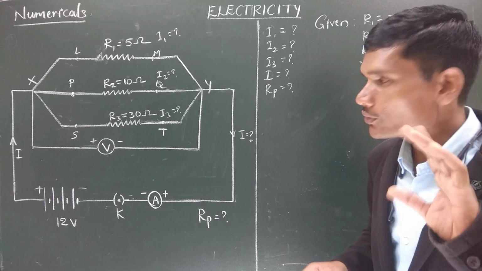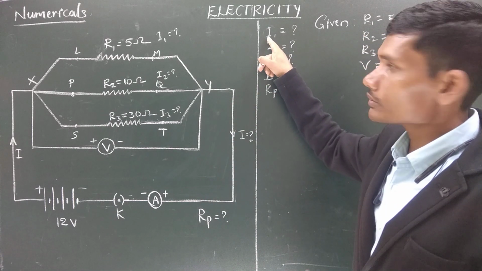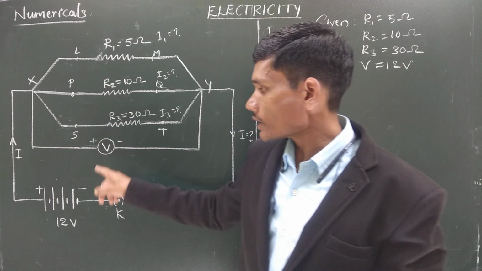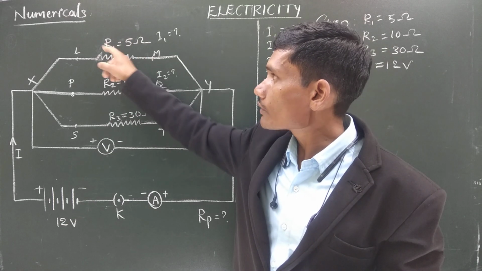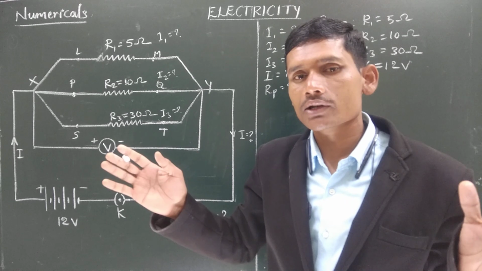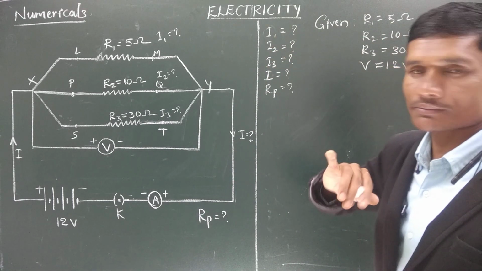How do we have to start with this problem? We have to start by calculating I1, because the potential difference is already given, that is 12 volt. We have the resistance of resistor R1, that is also given. So I1 can be easily calculated. So you start with solving I1, I2, I3 first.